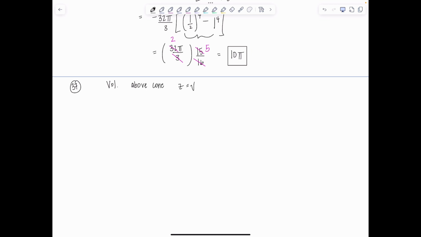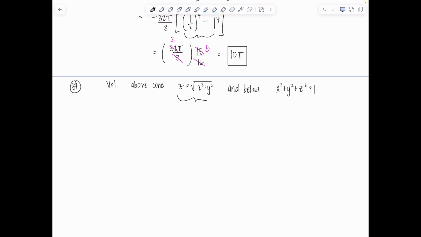Z equals root... it's a snow cone again, and below x squared plus y squared. I would do spherical. So it's going to be this. I tried cylindrical, so I just wanted to review it. You want to do cylindrical? Okay, then you have to find the intersection.